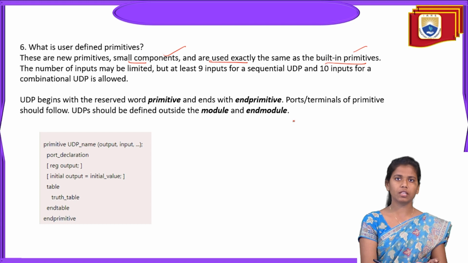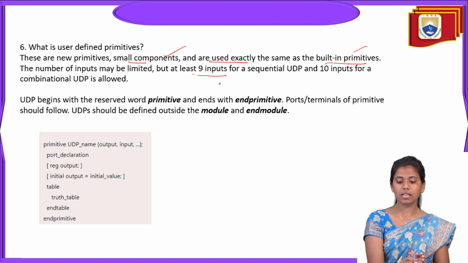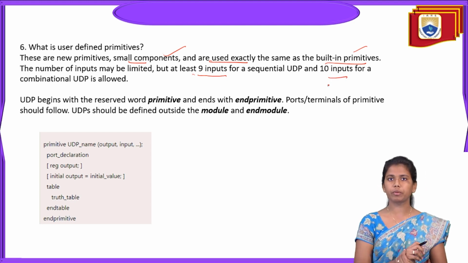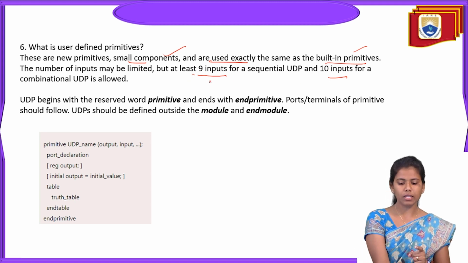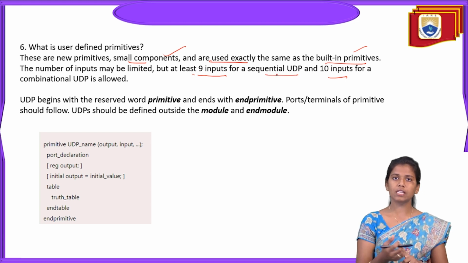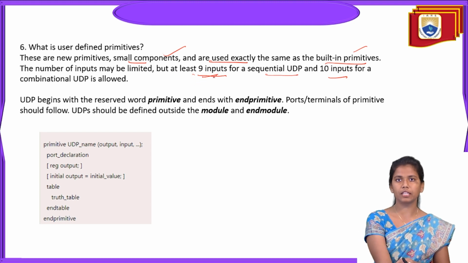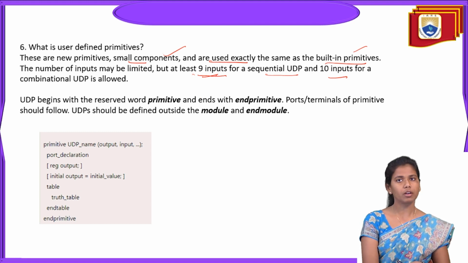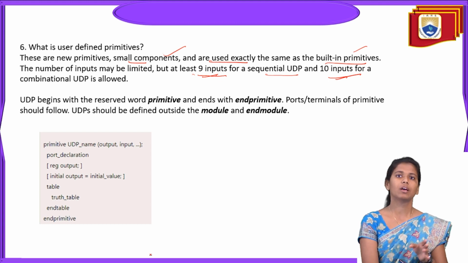These primitives can be of limited numbers. There are at most 9 inputs for sequential UDPs and 10 for combinational UDPs. User-defined primitives are categorized into two types. One is the sequential UDP, in which the maximum number of inputs is considered to be 9. When it comes to combinational UDPs, the maximum number of inputs goes up to 10. So this is the difference between sequential UDPs and combinational UDPs.